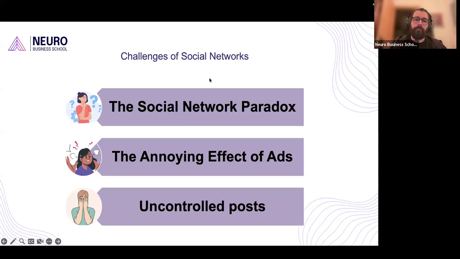Okay. Well, the challenge of the social networks, because obviously we live in these social networks, and this implies some problems. The first problem is the social network paradox, something that I want to tell you later. The same happens with the annoying effect of ads and uncontrolled posts. These three things are the challenge of social networks. When we are interested in posting and delivering our ads and campaigns in social networks, we need to take into consideration these three problems that we need to deal with.